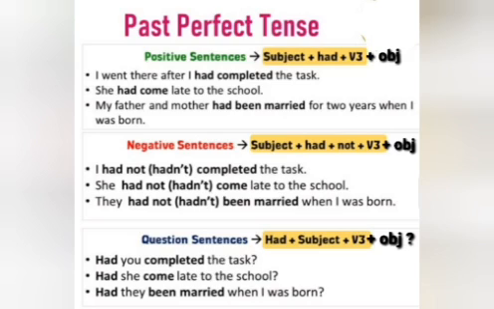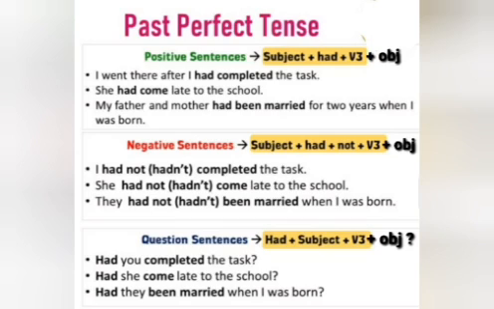Negative form of past perfect, you simply insert not. I had not completed the task. She had not come late to the school. To write the question form, we have had plus subject plus V3 plus object. Like for example, had you completed the task? Where had is from the syntax, you is the subject, completed is the verb's third form, and the object is the task. Take another example. Had she come late to the school?